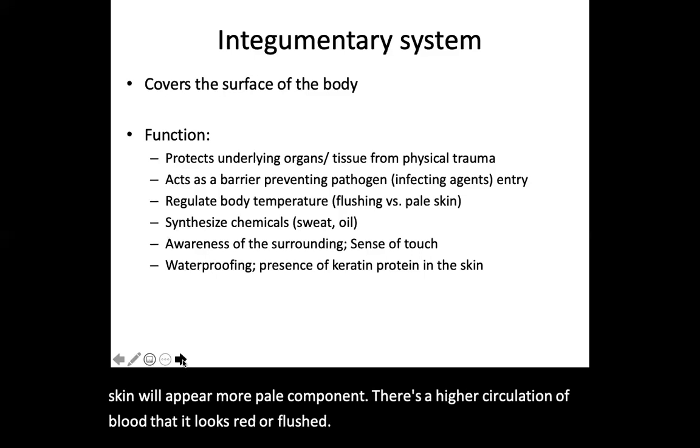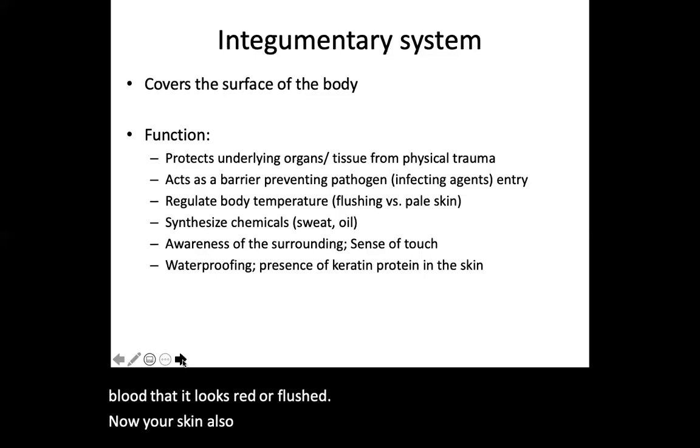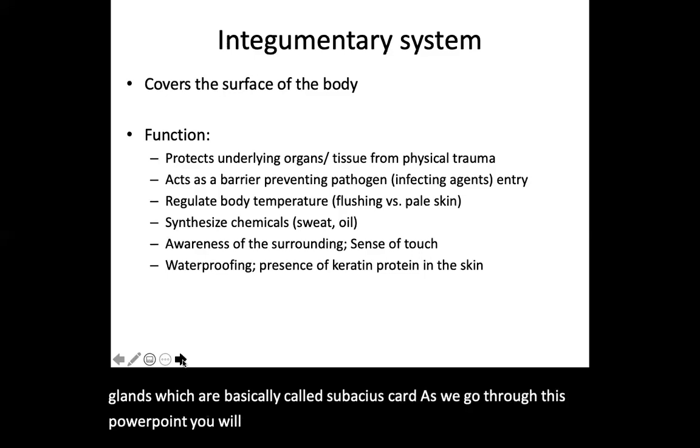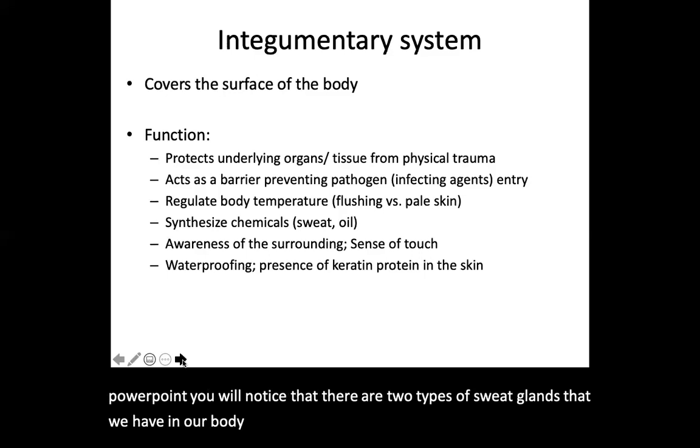Now, your skin also produces chemicals, which include your sweat and your oil glands, which are called sebaceous glands. As we go through this PowerPoint, you will notice that there are two types of sweat glands that we have in our body, and those are referred to as eccrine and apocrine.